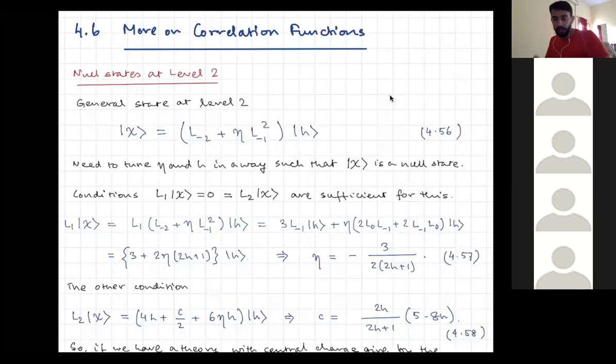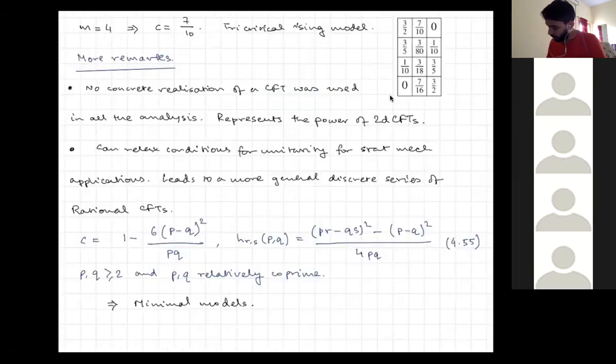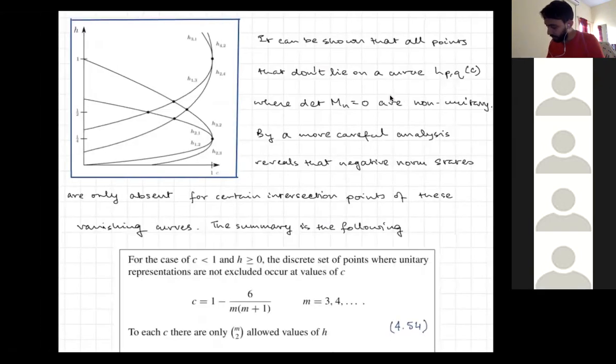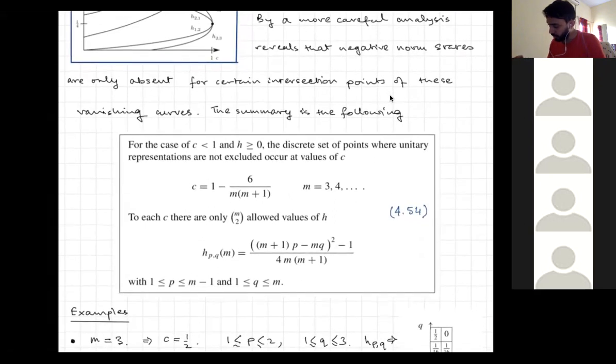Okay. So remember last time around we spoke about null states, and we started off showing you minimal models and what the structure of the representations would be when we have c less than 1. We found that this had this form of the central charge, and it also had this particular form of the weights of the primaries. And we saw there were several examples.